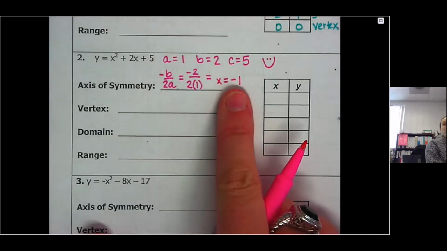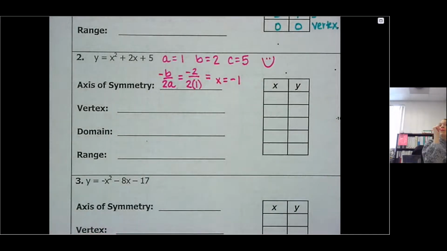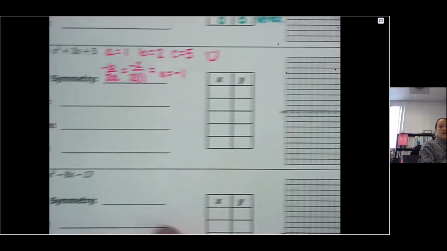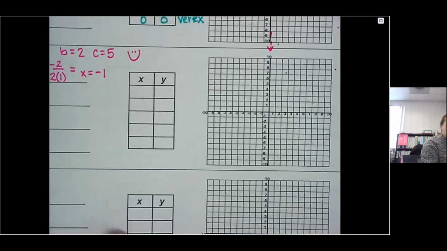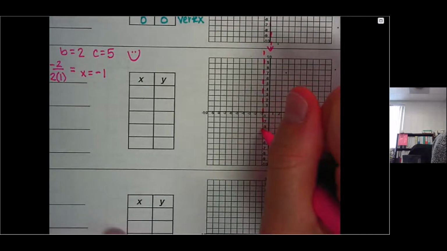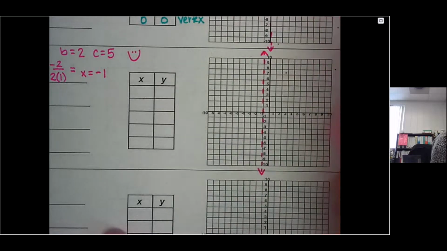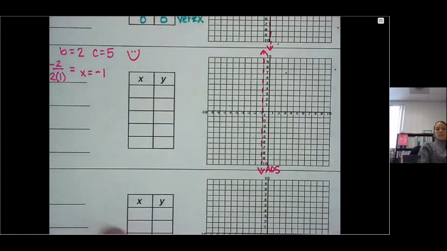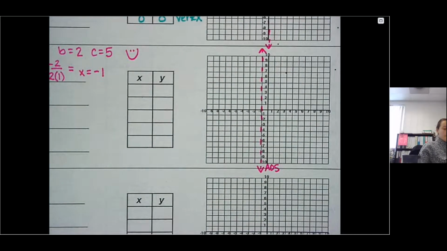So at negative one, we're gonna draw a vertical line. So you can highlight it or you can do a dotted line like I'm gonna do, but something to show that that is where your axis of symmetry is. So I'm gonna come over to negative one on the X-axis and here's my axis of symmetry. AOS. Beautiful. So that negative one vertical line.